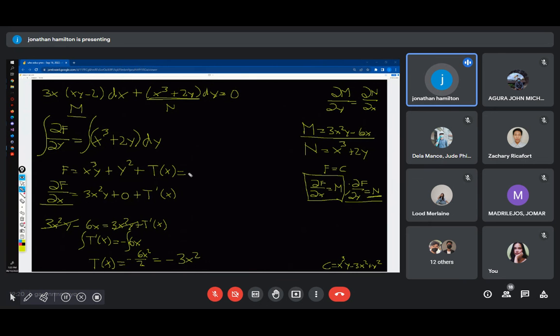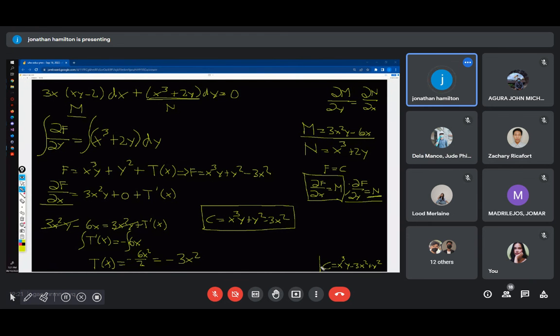Ato na siya i-substitute dire. We could say this equation then becomes f is equal to x cubed y plus y squared minus 3x squared. Substitute our value for f for c, so our final answer will then become c is equal to x cubed y plus y squared minus 3x squared. This will be our final answer.